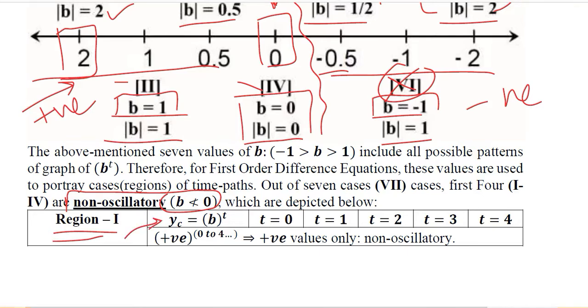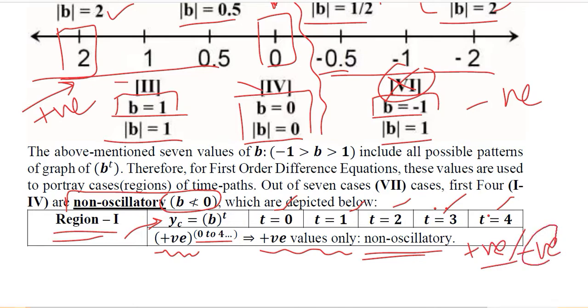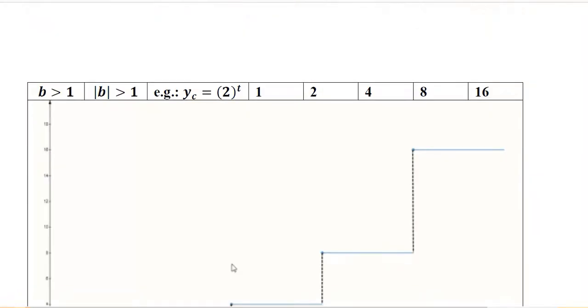So we will put various values of t, that is 0, 1, 2, 3, 4. When we put all these values, then we will have this situation that there is a positive base and its power is also positive. So the result will also be a set of positive values, and then definitely it will be non-oscillatory, because oscillation happens when we have alternating signs. Here we will have positive signs throughout. So positive base is 2 in this case. We assume that the value of b is 2. So let's see how it will roll out.